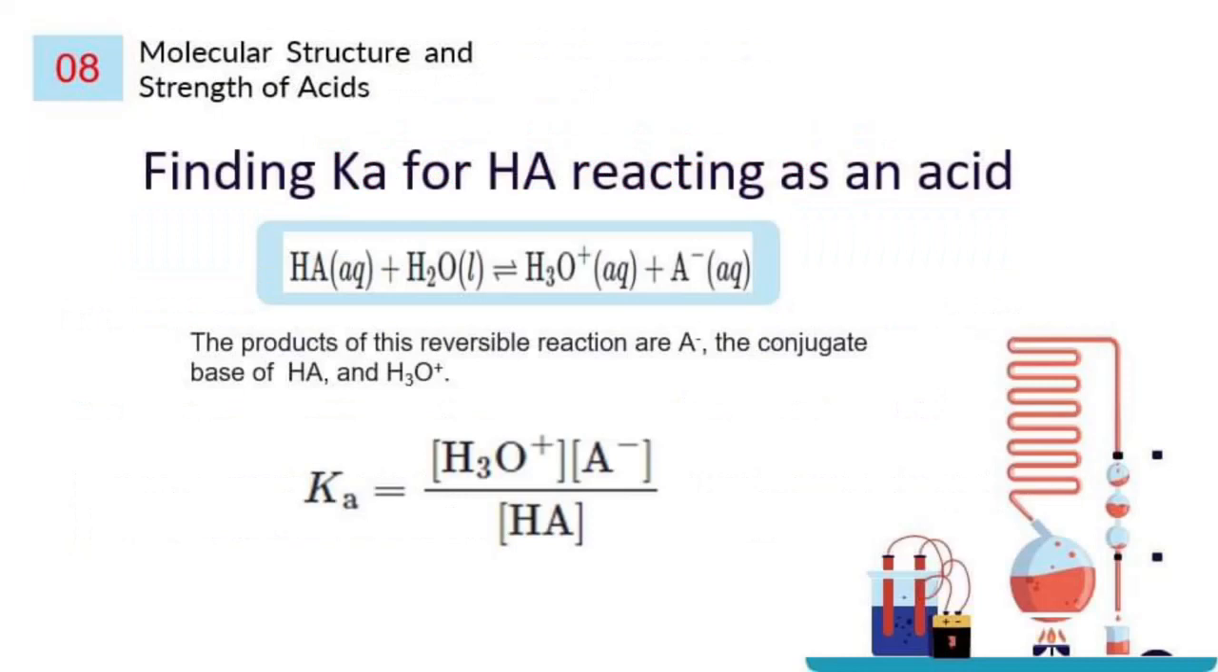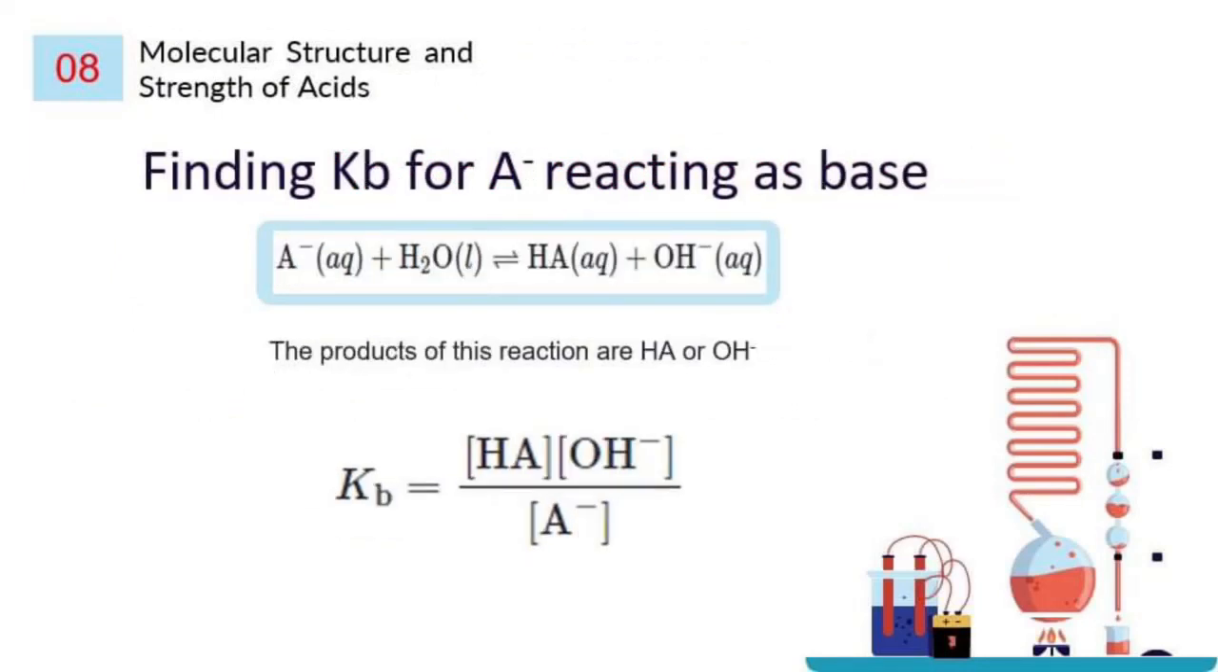Now let's discuss the diprotic and polyprotic acids. Next, we will find the Kb for the conjugate base reacting as a base. When the conjugate base of a weak acid acts as a base by accepting a proton from water, it undergoes a reversible reaction represented as shown. Here, the conjugate base acts as a base by accepting a proton from water, forming its weak acid and hydroxide ions.